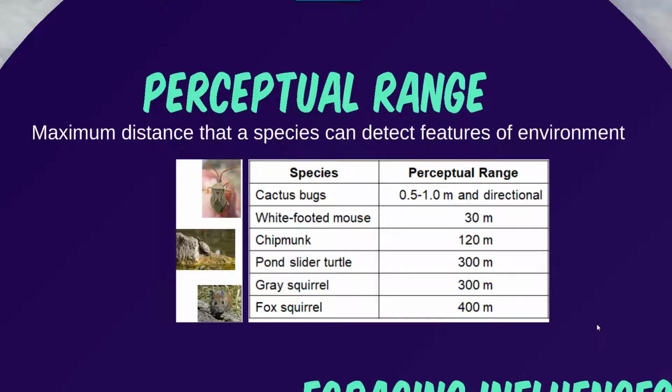to about 300 meters. And as you can imagine, things like birds are going to have a much greater perceptual range than some of these other land animals, and larger mammals as well, given their height as well as their acute vision or excellent vision, are able to have increased perceptual ranges.